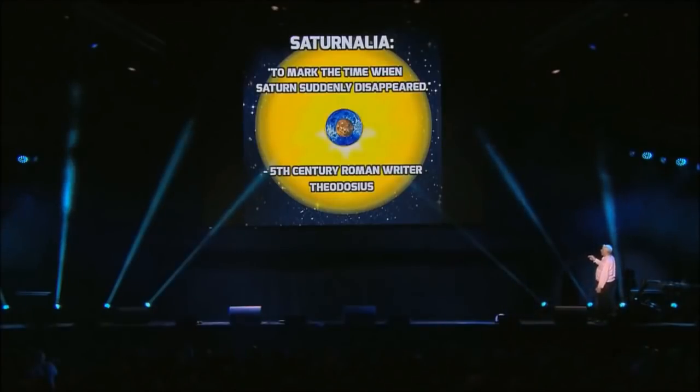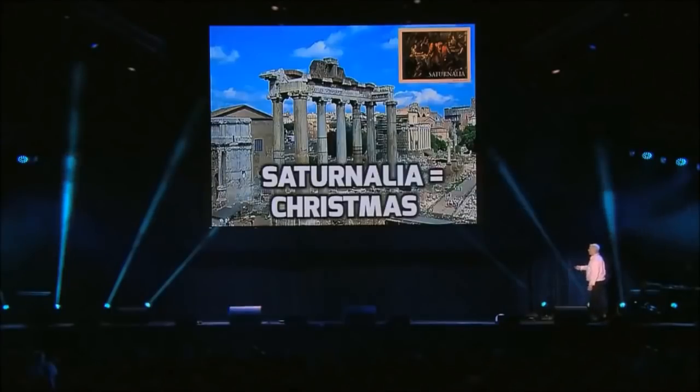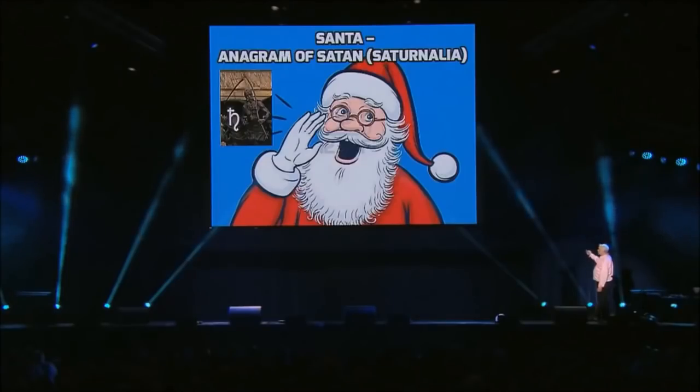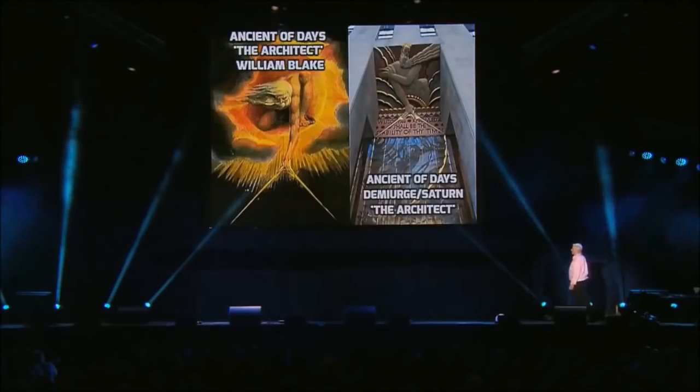And Saturnalia, the 5th century Roman writer Theodosius said that Saturnalia, which was in Rome running up to our Christmas, was to mark the time when Saturn suddenly disappeared, which fits with that catastrophe story that Talbot talks about. So Saturnalia, that is the ruins of the temple of Saturn in Rome today, is actually Christmas. They decorated trees, they gave presents to each other, they used holly, same thing. And Santa is an anagram of Satan, Saturnalia, it's Kronos, the Saturn god. Now the bearded man is often used for Saturn.